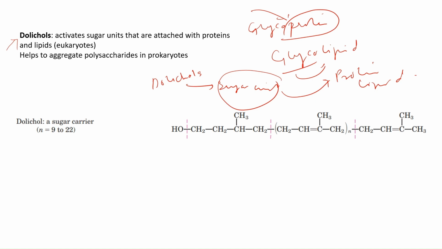So during the formation of glycoprotein and glycolipid, the dolichols play an important role in activating the sugar molecules. And in case of prokaryotes, they help to aggregate polysaccharides. In eukaryotes, dolichols are mainly used for post-translational modifications. That means after the protein synthesis is done, sugar molecules are attached to it. We'll study this process in cell biology. At that time we'll see how the sugar units first get attached with dolichols, and from there how they are transferred onto the protein surface.